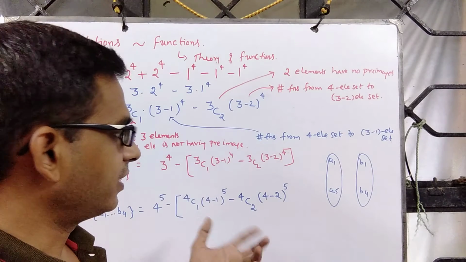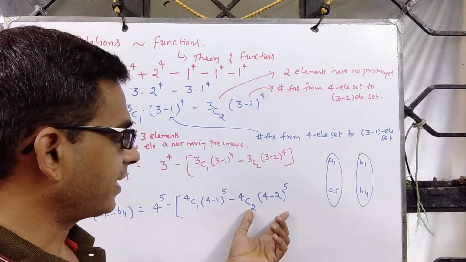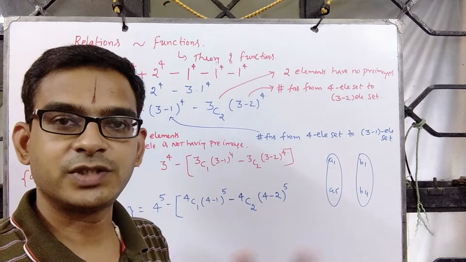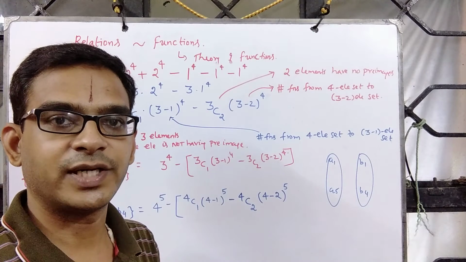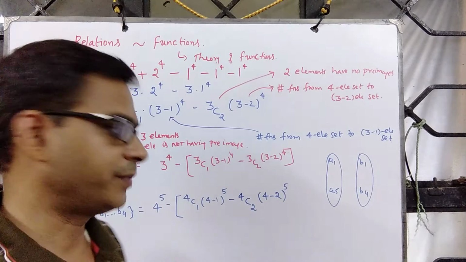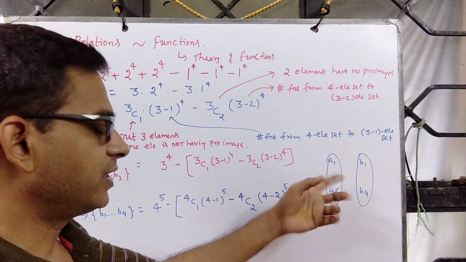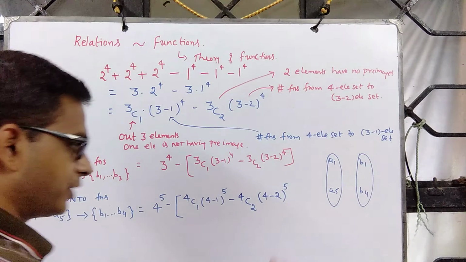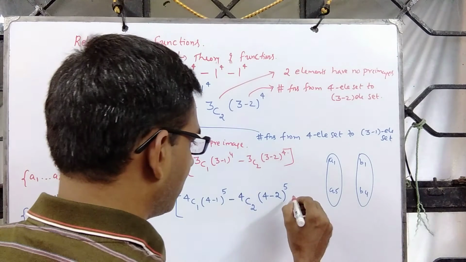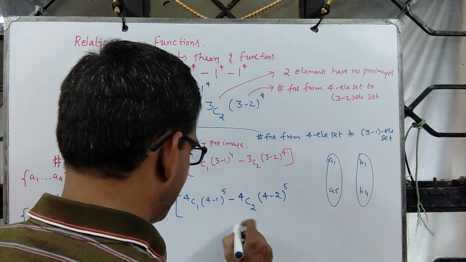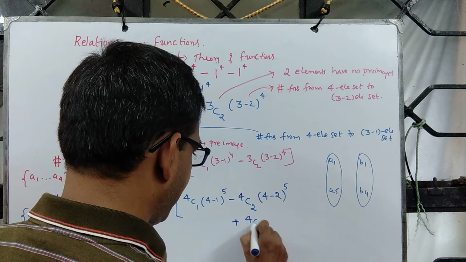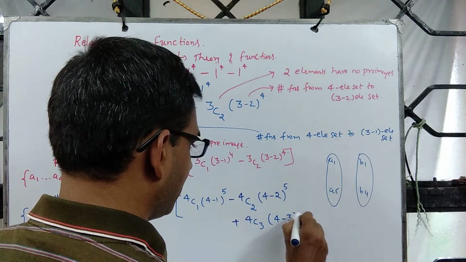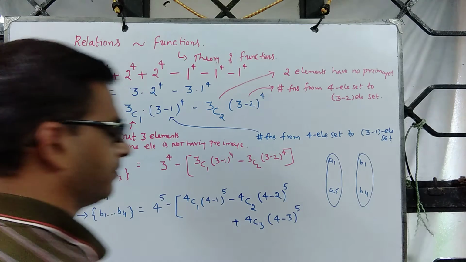The same function we have subtracted when we looked at B1, B2 not having pre-images, B2, B3 not having pre-images, B1, B3 not having pre-images. So that function is completely removed. Now I should add back that, right? So which means plus 4C3 times (4 minus 3) to the power 5.